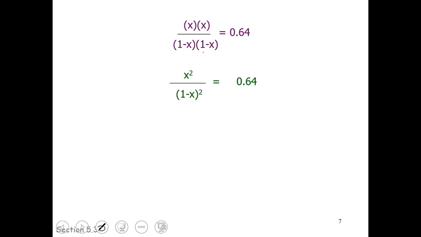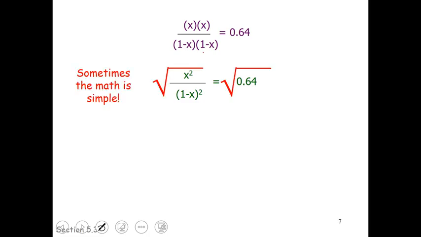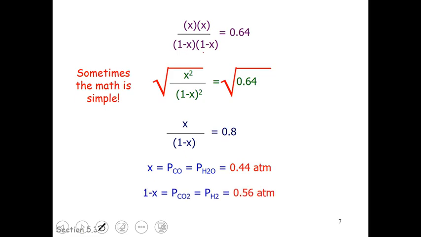We can represent our expression as x squared over (1 minus x) quantity squared equal 0.64. And I could take the square root of both sides. That would get rid of my x squared and only give me x. So again, I have much simplified math. And when I make my solution, x is going to be equal to 0.44 atmospheres, and my product concentrations are going to be 1 minus x, or 0.56 atmospheres. So when you're doing these problems, look for ways that you can simplify the math.